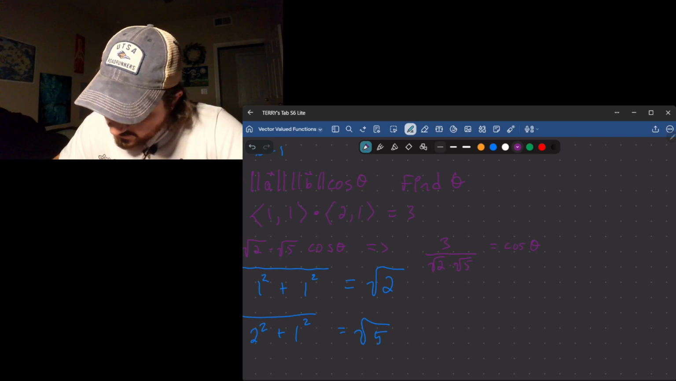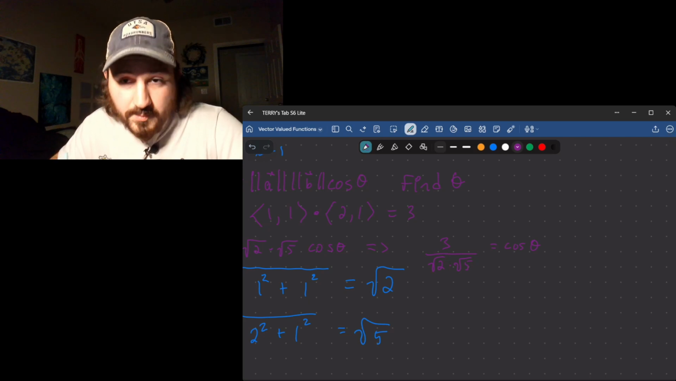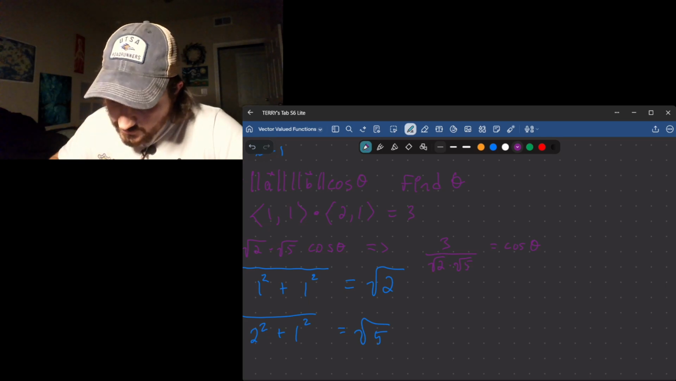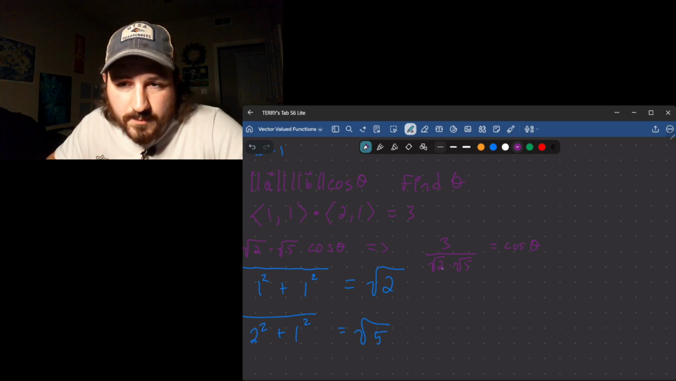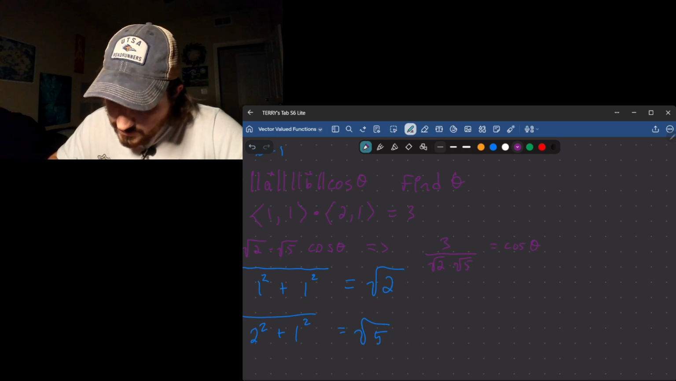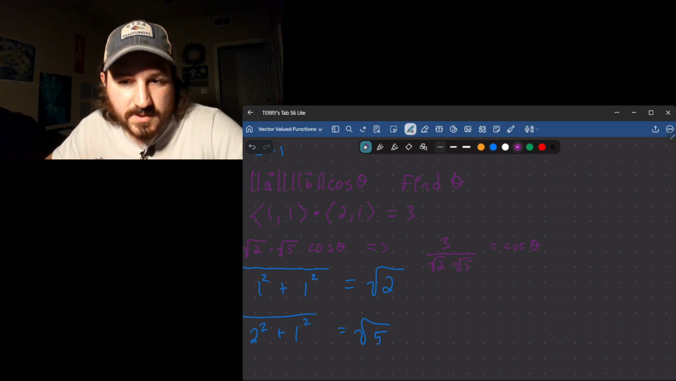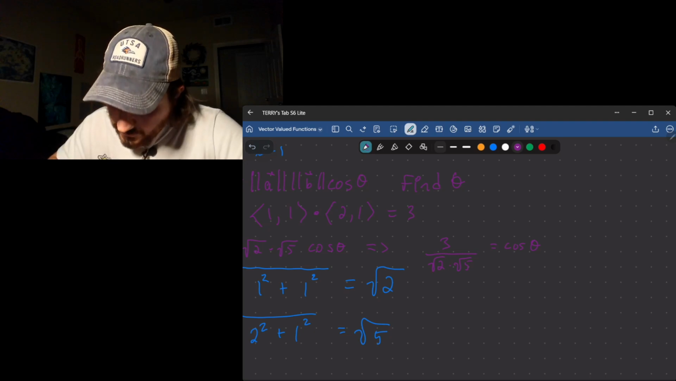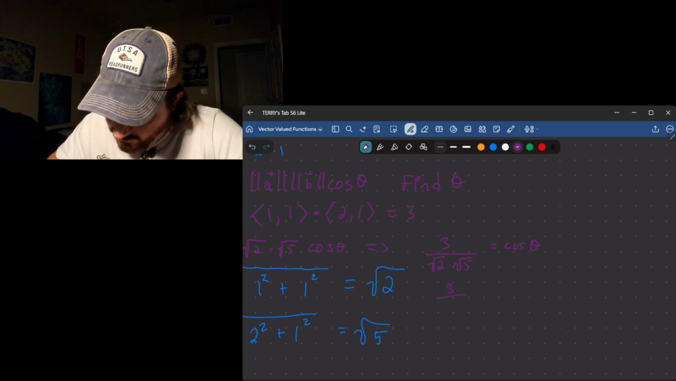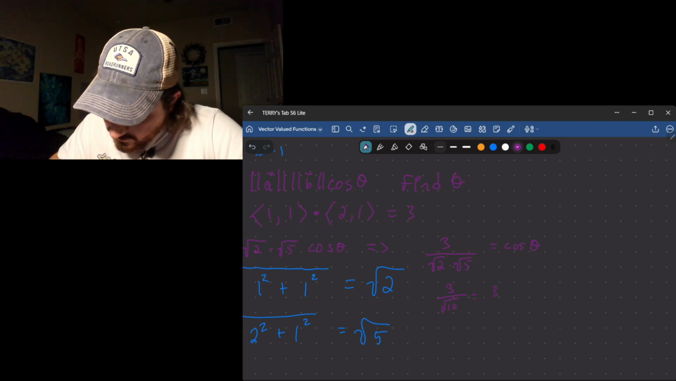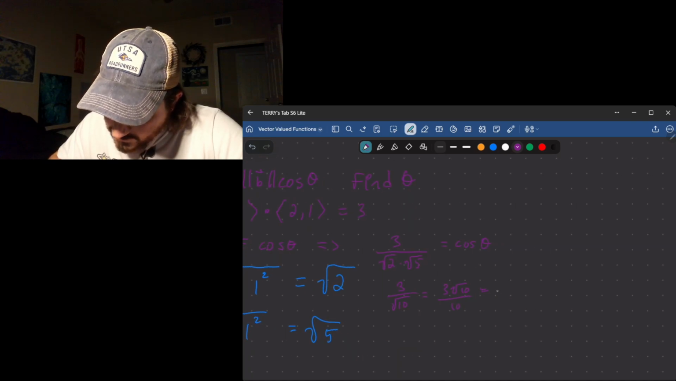This particular one I did not think through far enough ahead, so I don't think this is going to be pretty, but we'll still get some sort of answer. Now real quick, remember that when you have the multiplication of two square roots, you can multiply their insides and just leave them under the square root, which goes back to exponent rules if you want to review that video on your own. So we're going to have here 3 over root 10, which we can also write as 3 root 10 over 10 if we normalize it. And so that's going to equal cosine of theta.